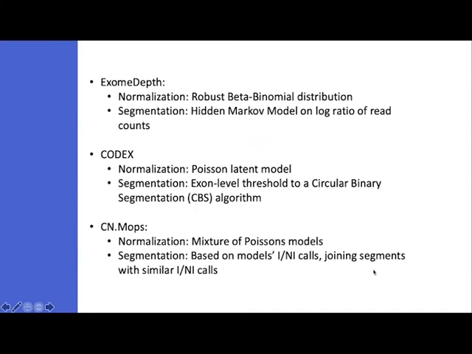ExomeDepth also selects some of the given exomes to create a pooled reference set to which to compare copy number, whereas CODEX and CN.MOPS create Poisson latent models, which they use as a comparison to call copy number states.